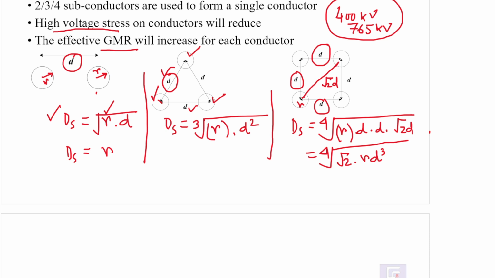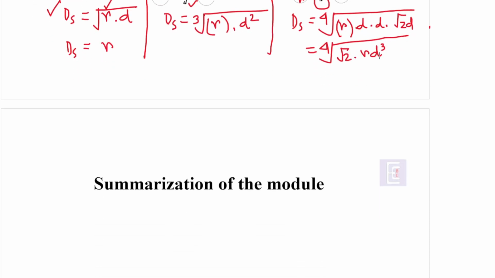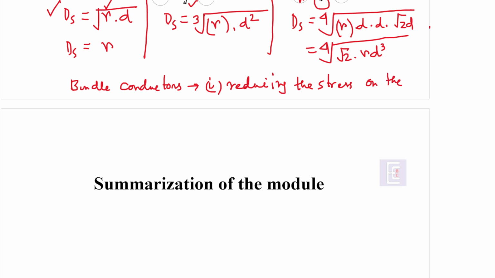So these bundle conductors are very important. What it does is reduce the stress on the conductor. Secondly, the effective GMR or Ds increases.